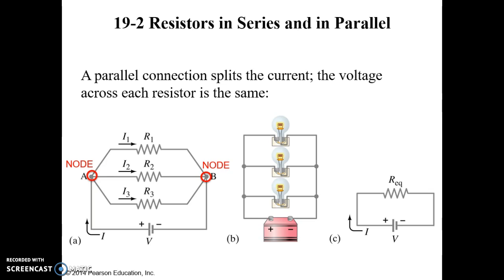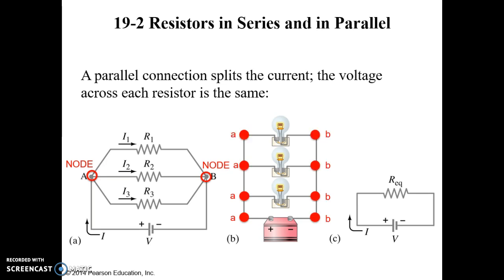It's like a river at a fork. Some of the water goes down one path and the rest will flow down the other path. Once the 3 currents, 1, 2, and 3, run into node B, the values will add up together to obtain the original value I.